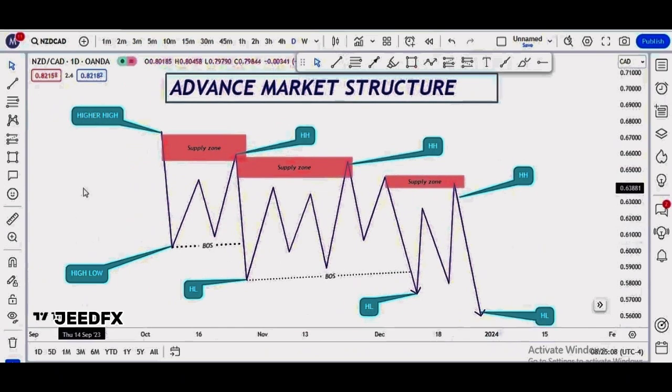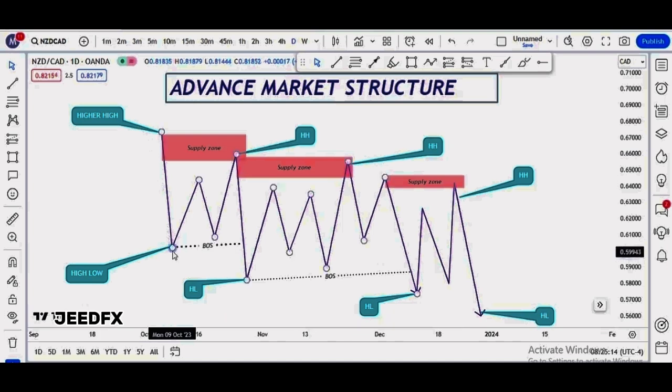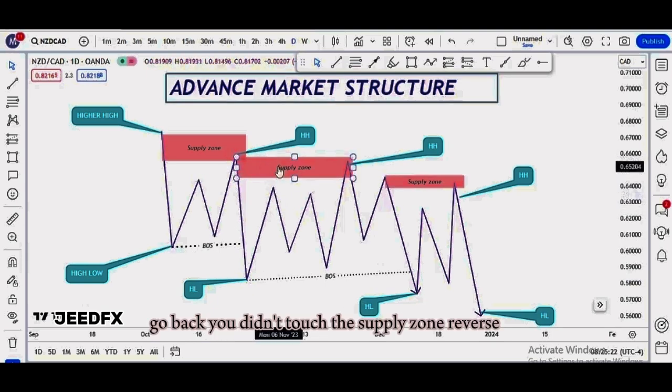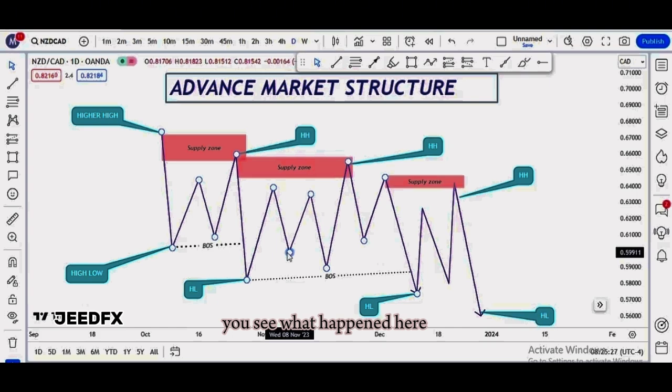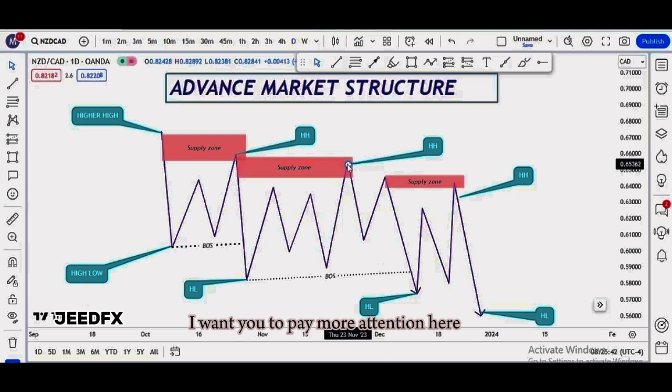Okay guys, now these are our higher high and our higher low. Price goes back to our supply zone, comes back to break the structure here, goes back, didn't touch the supply zone, reverses. You see what happened here? It reverses, goes back and comes to our demand zone down here, and later goes back to our supply zone. Pay more attention here, because the market is very, very fractal.